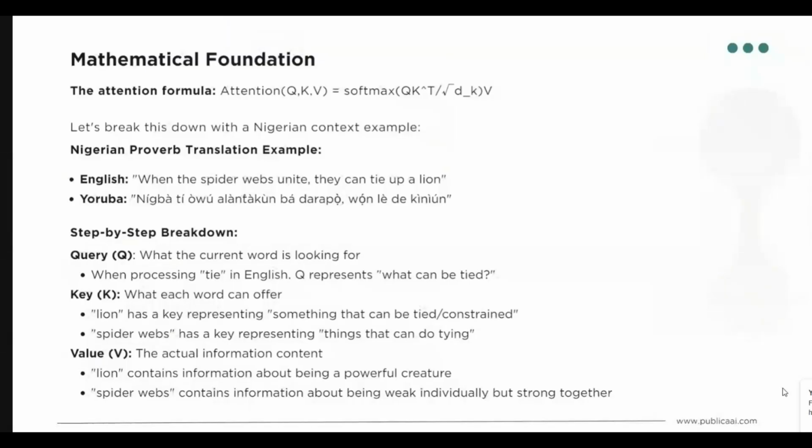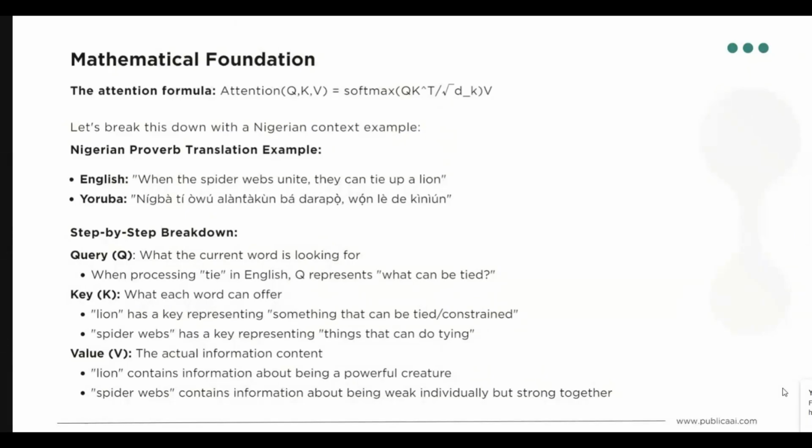For the query, what the current word is looking for. So when processing 'tie' in English, Q represents what can be tied. K is what each word can offer. Lion has a key representing something that can be tied or constrained. Spider web has a key representing things that can do tying. Please follow closely.